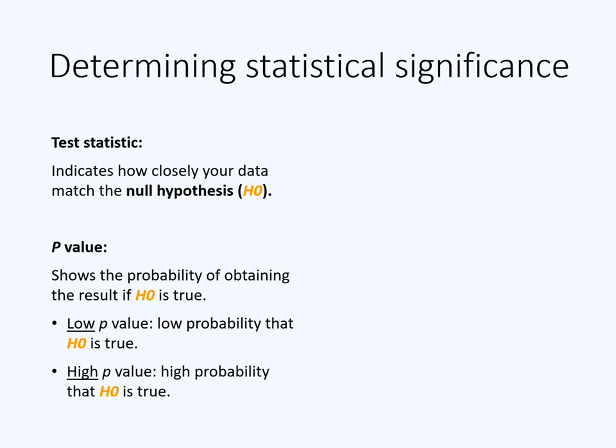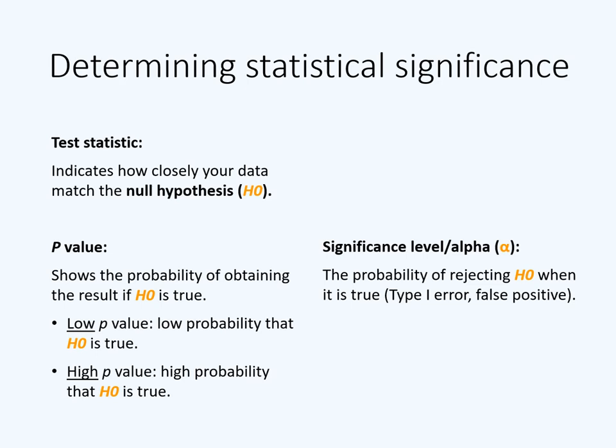If the p-value is low, there's a low probability that the null hypothesis is true. So that means that the experimental hypothesis is more likely to be true. If the p-value is high, there's a high probability that the null hypothesis is true. So that means that the experimental hypothesis is less likely to be true. To determine whether to accept or reject the experimental hypothesis, we look at the significance level.